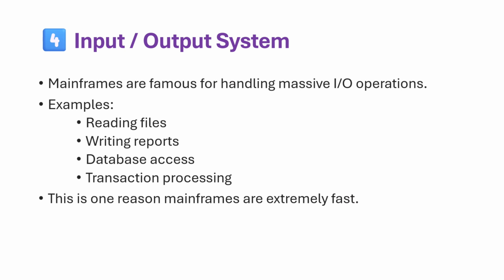5. Input and output system. One of the biggest strengths of a mainframe is its input and output processing capability. Mainframes are designed to handle massive I/O operations efficiently. Examples include reading files, writing reports, accessing databases, and processing transactions. Because of this powerful I/O system, mainframes are extremely fast and reliable for enterprise environments.